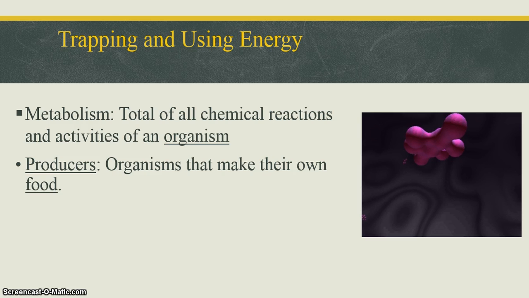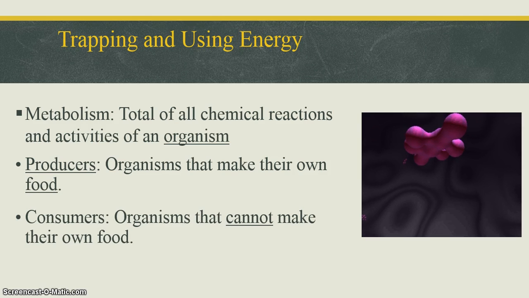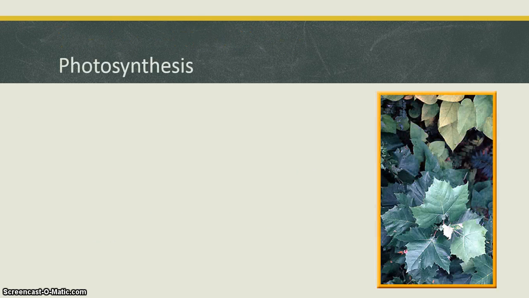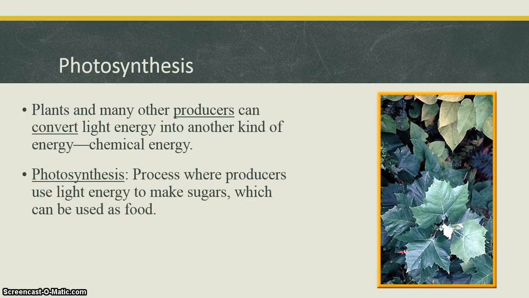Producers refer specifically to organisms that make their own food, whereas consumers refer specifically to organisms that cannot make their own food. One example, of course, of a producer would be plants, and they make their own food through photosynthesis. Plants and many other producers can convert light energy into another kind of energy, and that type of energy is called chemical energy.